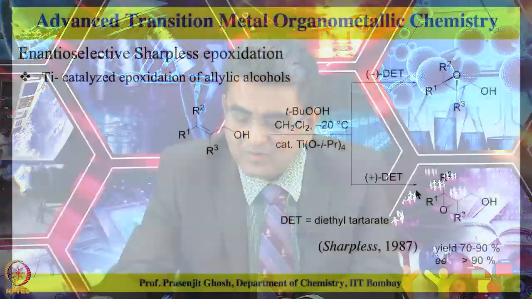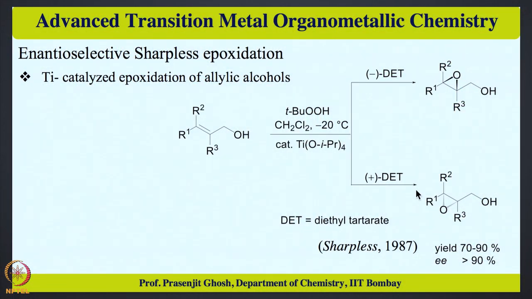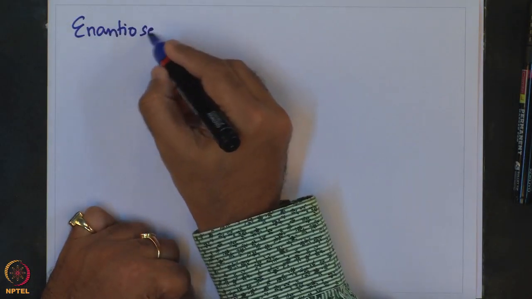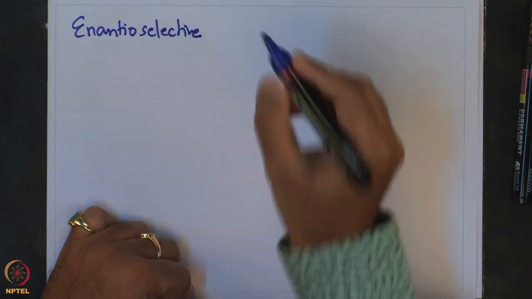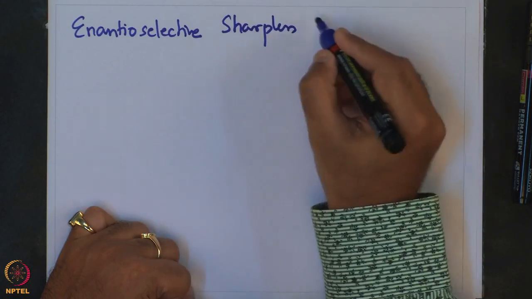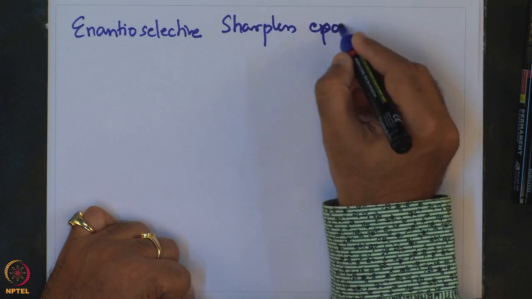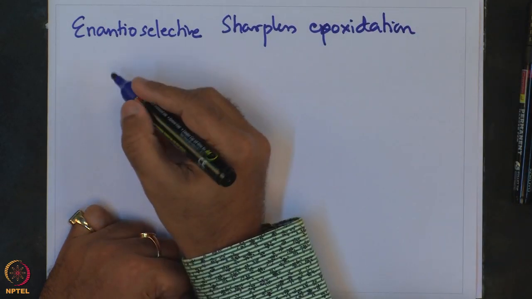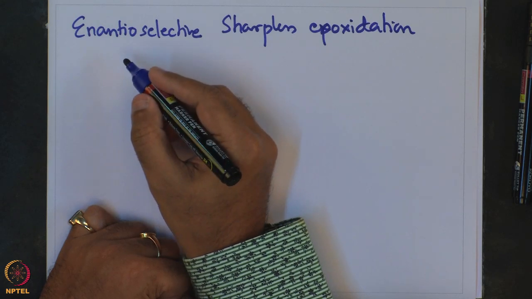So, continuing further on epoxidation reactions, we are going to talk of another interesting epoxidation reaction, which is better known as the Enantioselective Sharpless epoxidation reaction. And this is catalyzed by titanium and thus performs the epoxidation of allylic alcohol.